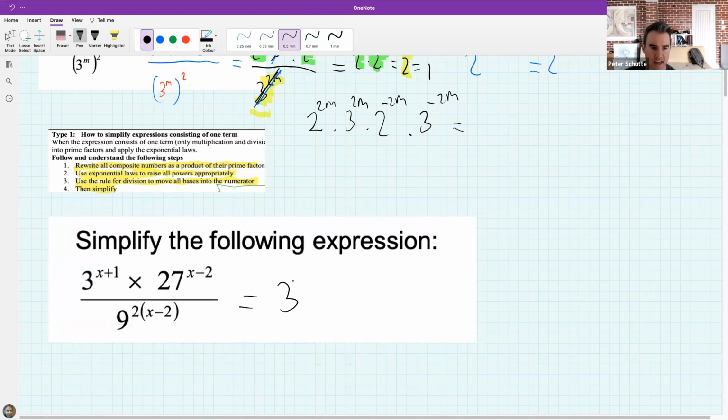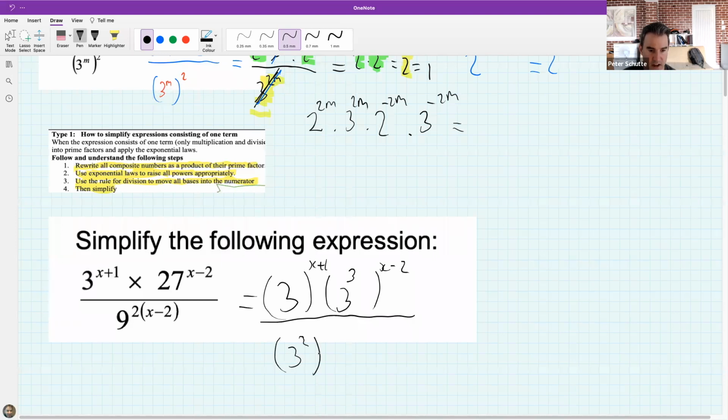Hi, sir. Hey. I wanted to ask for the 27 to the power of 2 minus x minus 2. Do you have to simplify the 27? You do, because the 27 is not a prime number. And the same with 9, we have to break it down. Let me use my highlighter here. So the 3 is fine because it's a prime number, but 27 can be rewritten as 3 cubed, and the 9 can be rewritten as 3 squared.